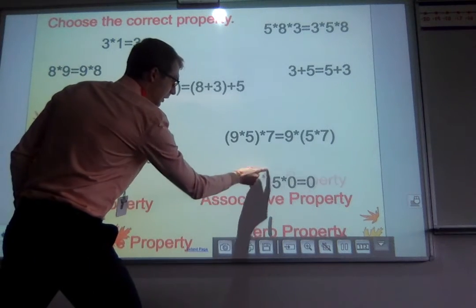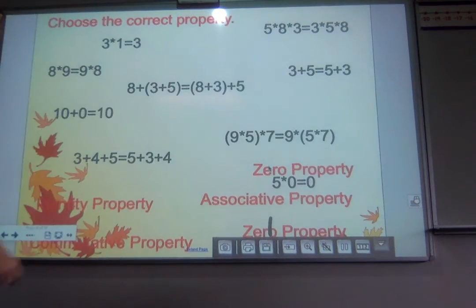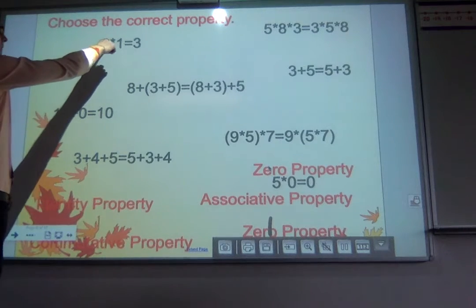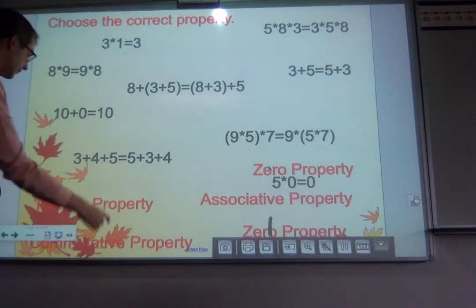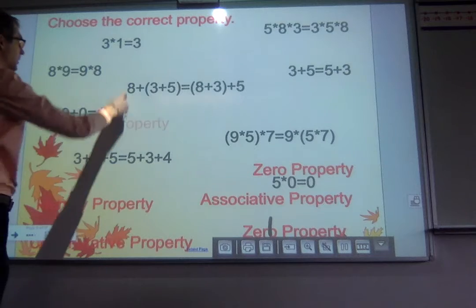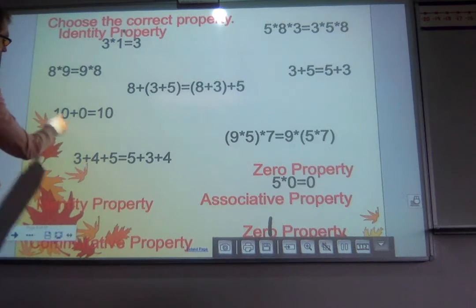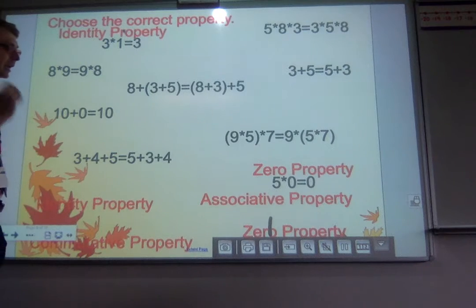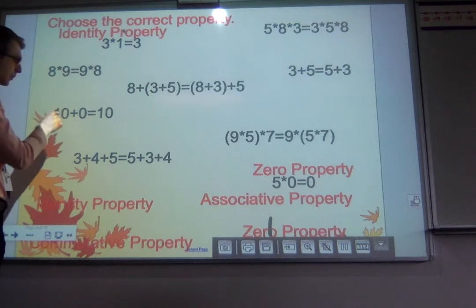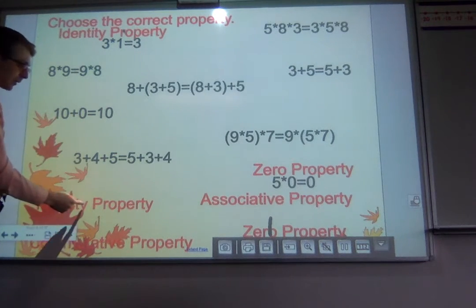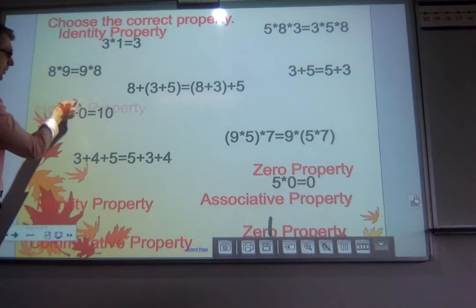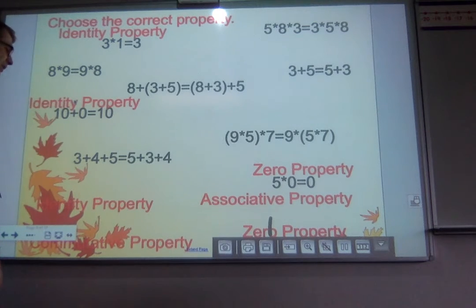So this is going to be our zero property of multiplication. Looking up here, we see that 3 times 1 is still itself. It retains its own identity, so therefore it's going to be the identity property of multiplication. Here, let's look here. 10 plus 0 equals 10. Careful, there's a 0 in there, but remember, 10 is remaining itself. It retains its identity through addition, so it's actually the identity property of addition.